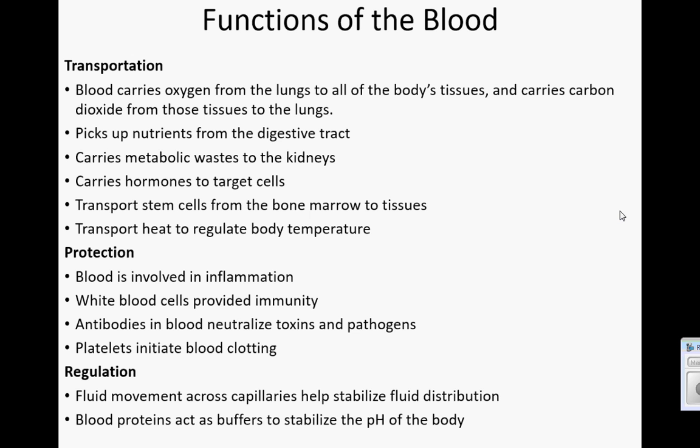And then regulation, fluid movement across capillaries helps us stabilize fluid distribution, so it regulates fluid balance and pH balance, as you can see down there, as our blood proteins act as buffers to stabilize pH.